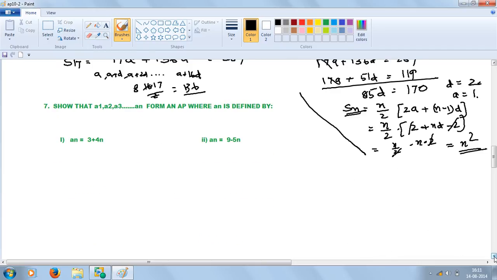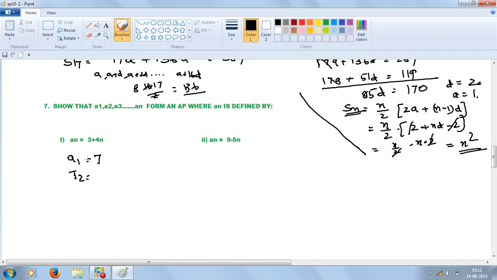So we'll work out the next problem. Show that a1, a2, a3, ..., an form an AP, where an is defined by this formula. So we have to show, what is a1 in this? Put n equal to 1, so equal to 3 plus 4, 7. What about the next term, t2? What is t2?